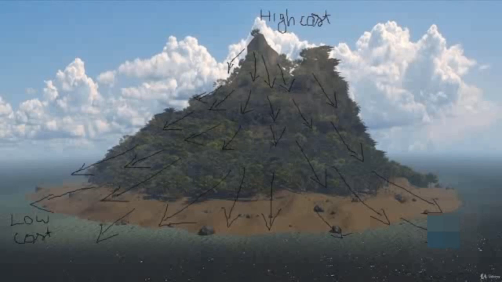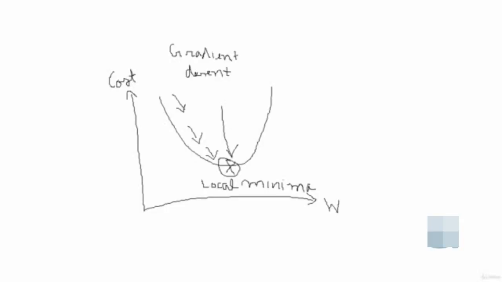Starting at the top of the mountain, we take our first step downhill in the direction specified by the negative gradient. Next, we recalculate the negative gradient and take another step in the direction it specifies. We continue this process iteratively until we get to the bottom, or to a point where we can no longer move downhill, which means a local minima.